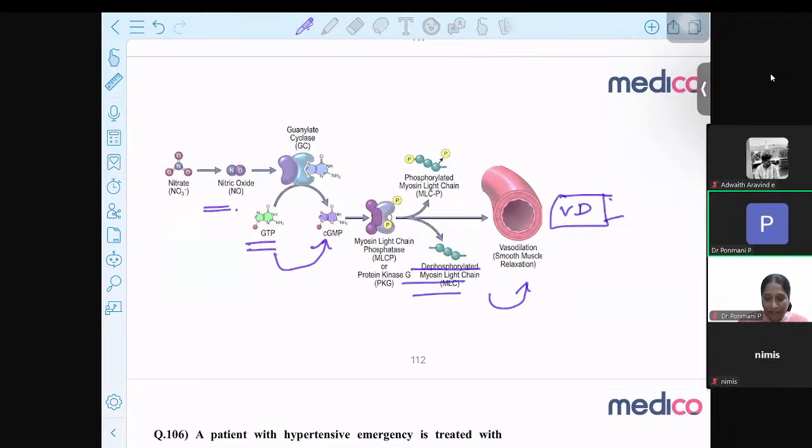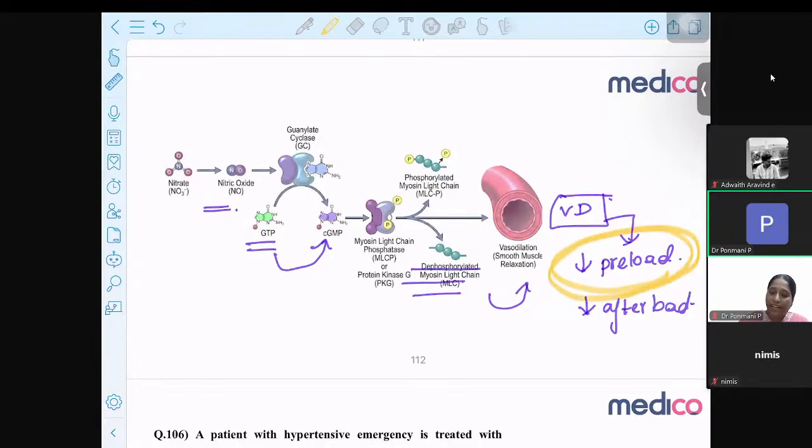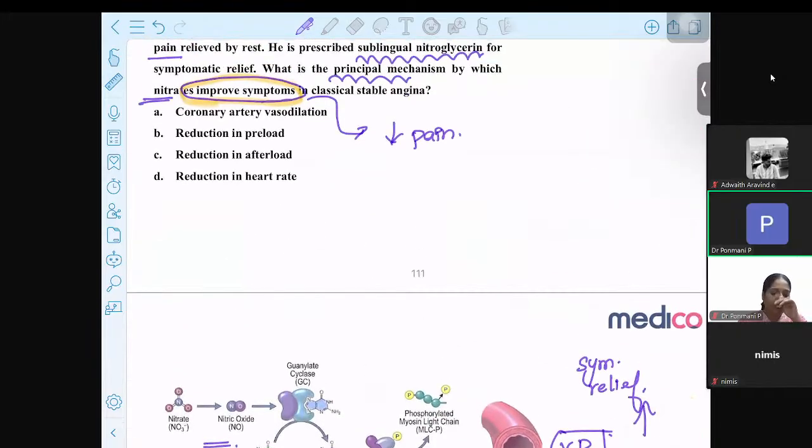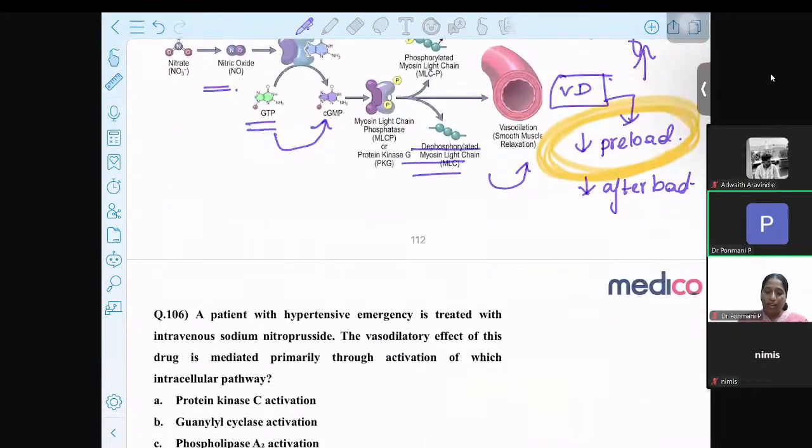Okay, and this vasodilation is going to decrease the preload. It can also decrease the afterload. But the major mechanism by which nitrate works is by decreasing the preload. And it is only via this that it is going to provide symptomatic relief. So what is the option here? It also causes vasodilation, but the major mechanism by which it is decreasing is reduction in the preload. Clear?